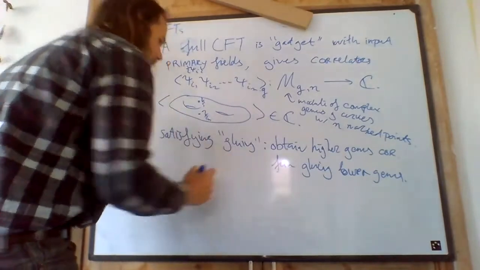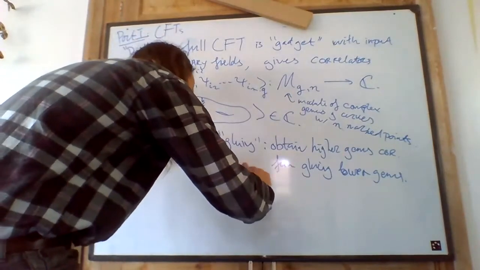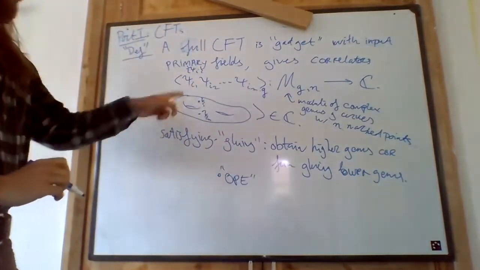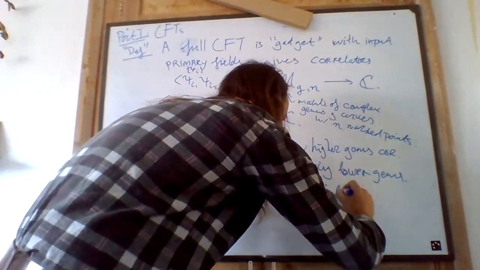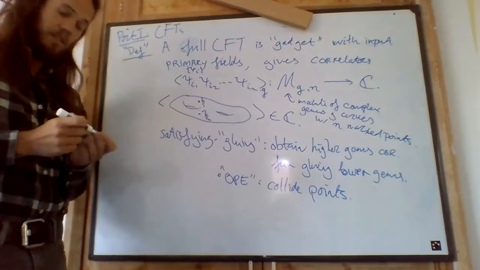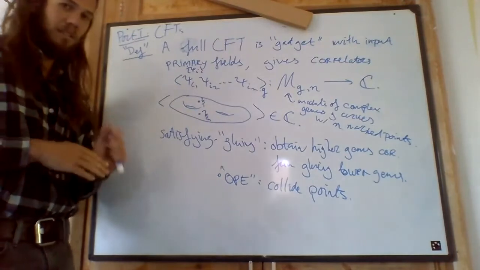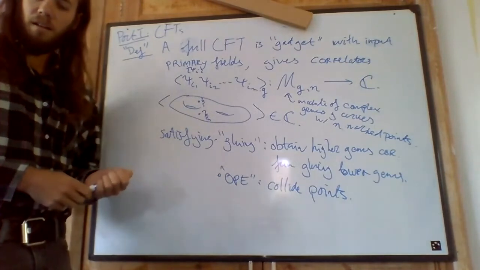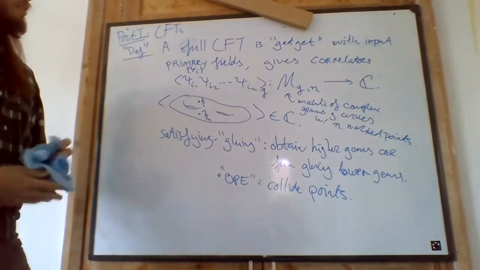And the other thing is that you're allowed to collide points in a certain way. So that's the other thing. There's a way of colliding points. I realize that this definition will probably make some experts unhappy, but I just wanted to give some handle on what these kinds of things are so people can understand the rest of what I'm about to do. Okay, so this is a full CFT.